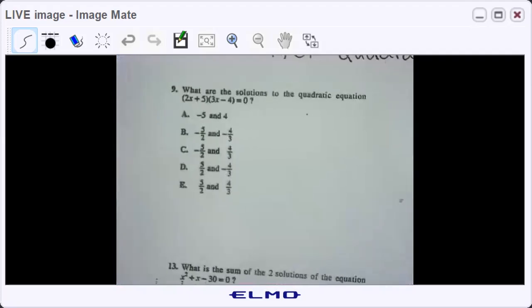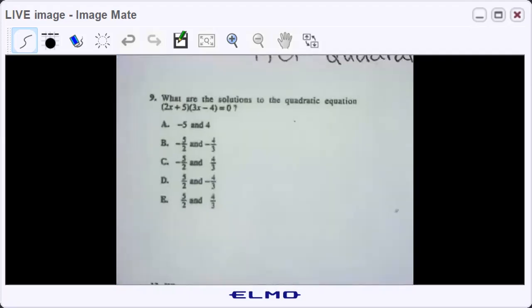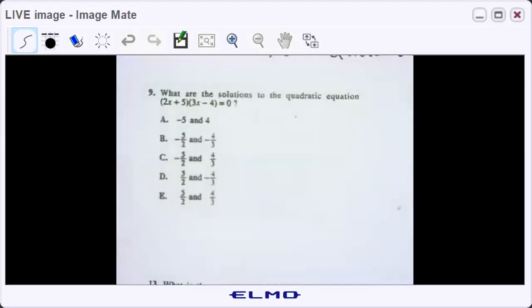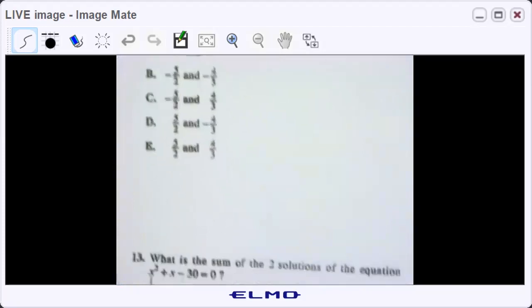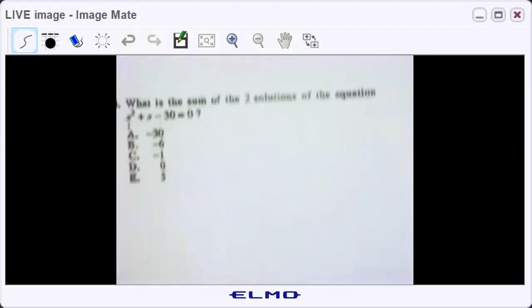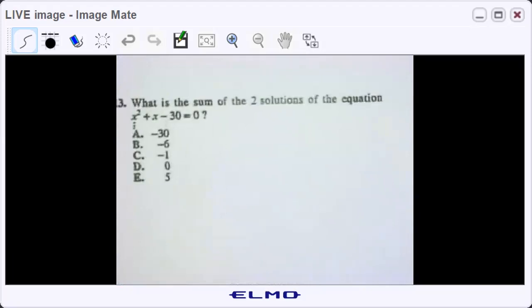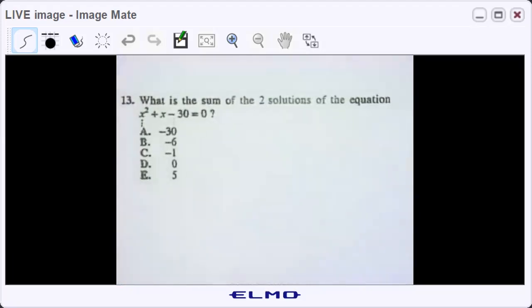Okay, so let me zoom in, and if the teachers will pause for a minute so they can work number 9. Okay, so hopefully you had a chance to figure out that one. We'll go through these answers in just a moment. Let me go ahead and scoot up for you to look at and try to answer number 13. Again, if teachers would pause for me.